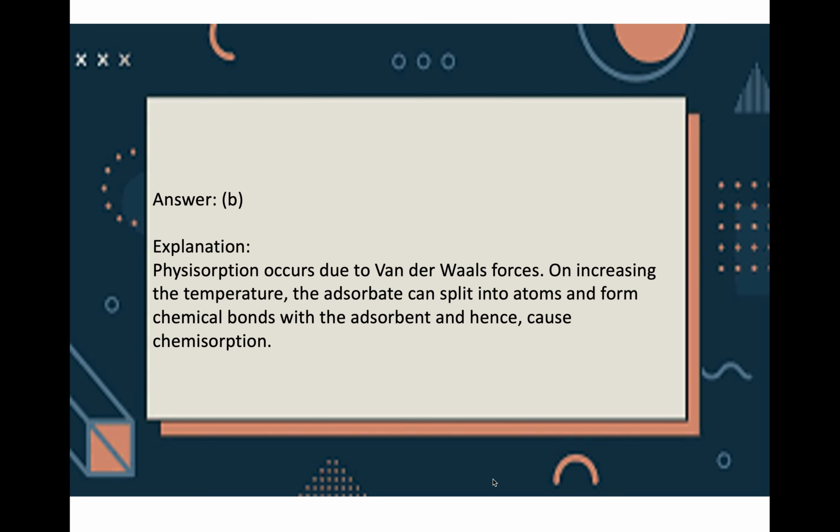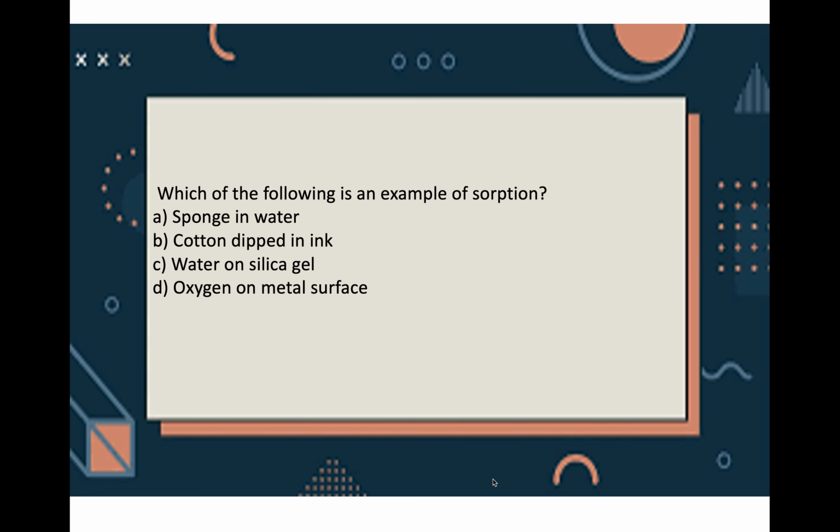When you increase the temperature, the adsorbate will split into atoms and form chemical bonds with the adsorbent, and so it causes chemisorption. Now, next question, which of the following is an example of sorption?